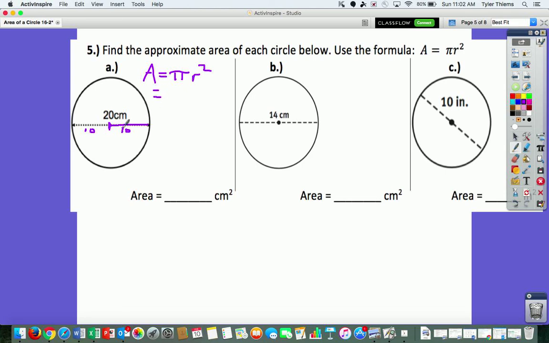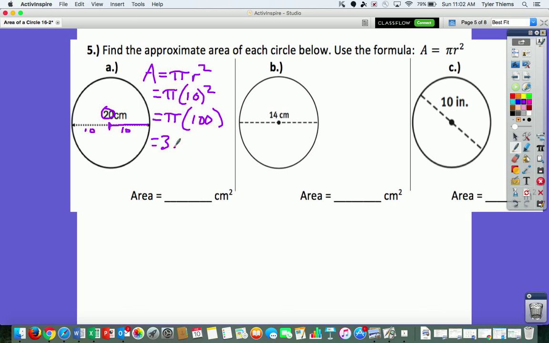So we've got to make sure we use 10 and not 20, because 20 is the diameter, we need to use the radius. So it's pi times 10 squared. 10 squared, 10 times 10 is 100. I'm showing all of my work. Make sure you always write all your work down.